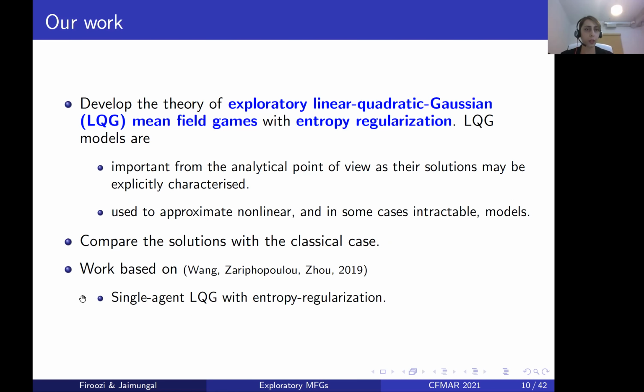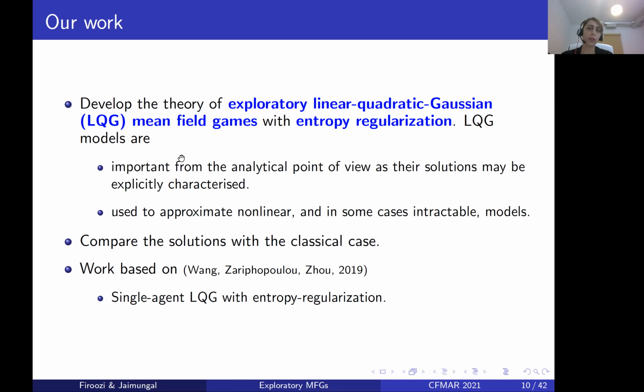Okay, so far I gave some motivations about entropy regularization, how it can help to solve problems in different fields like numerical methods, learning algorithms, and non-convex optimization problems. So in this work, what I'm going to present is to formulate the exploratory version of linear quadratic Gaussian mean field games. For short, I will refer to this as LQG, and by LQG, I mean that the agents are following linear dynamics and they have quadratic cost functions. And in this, we consider the case where there is an entropy regularization, and we obtain the solutions for the exploratory version of the problem and compare them with the classical solutions.